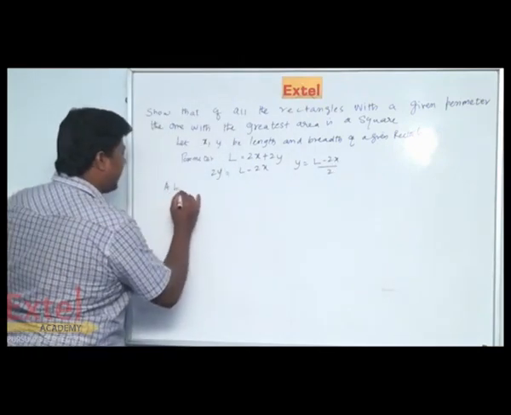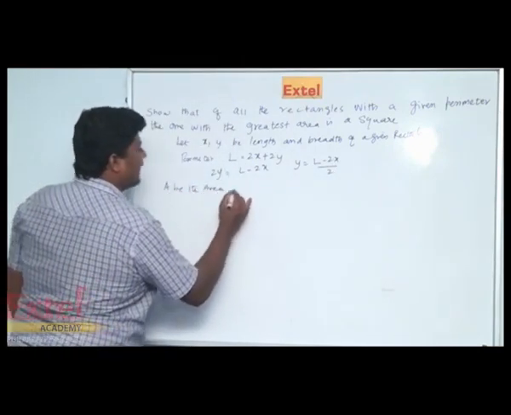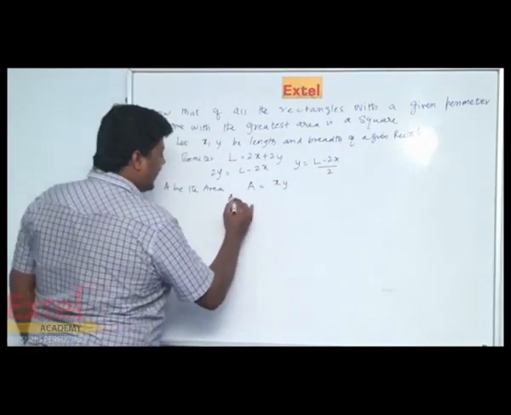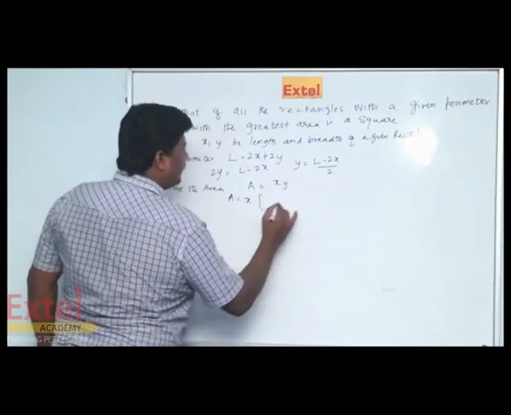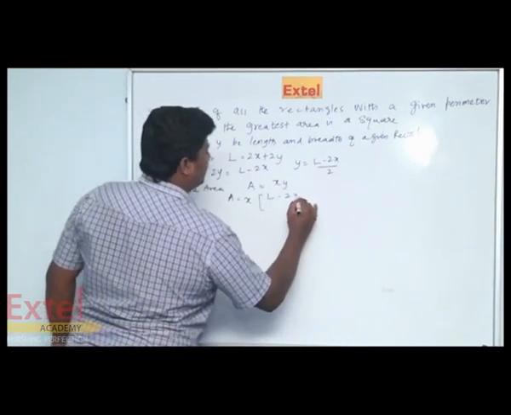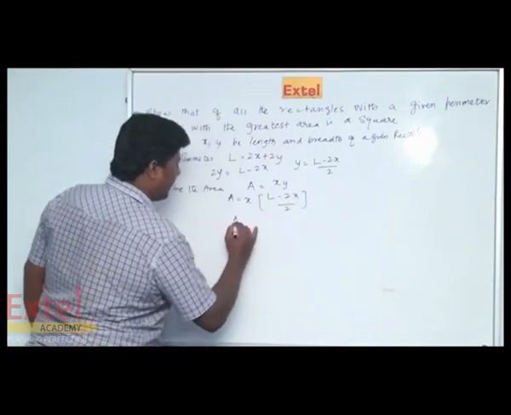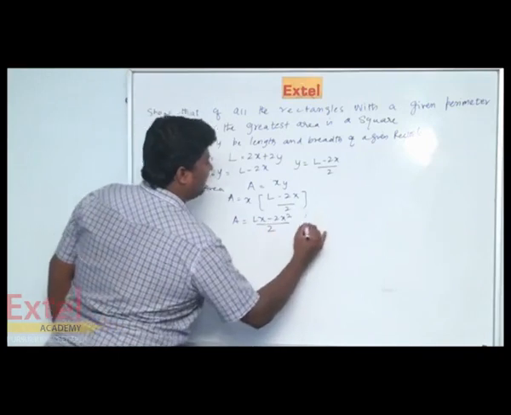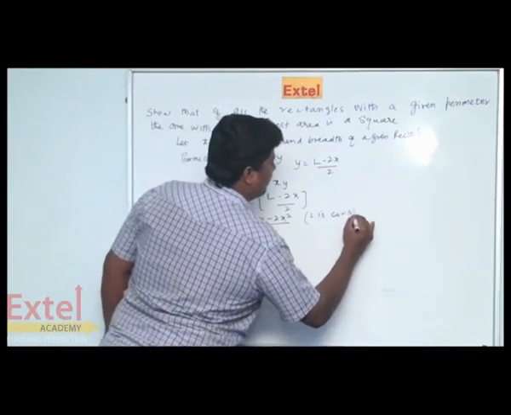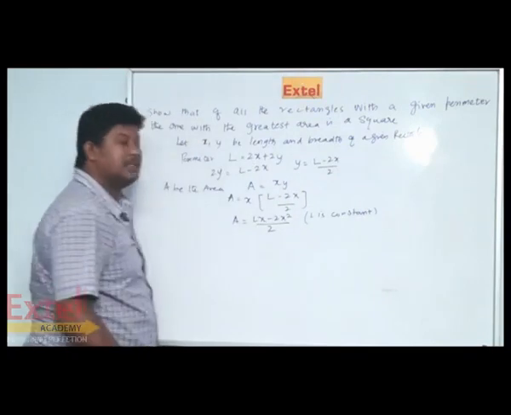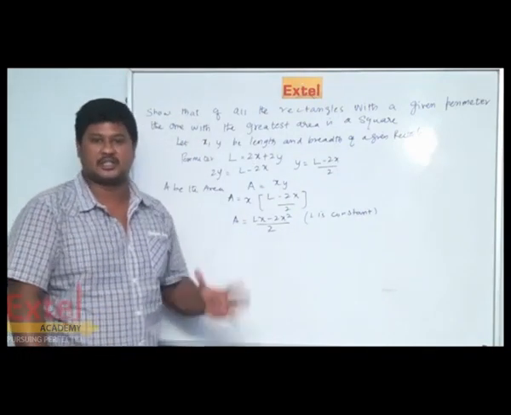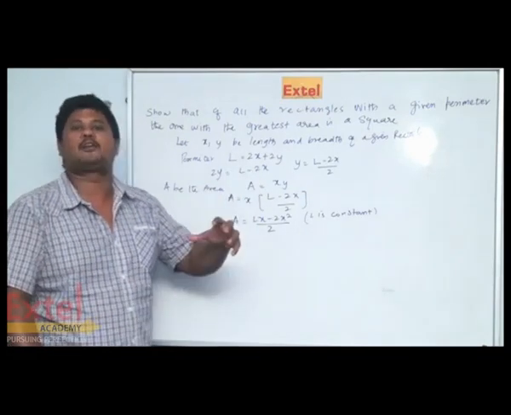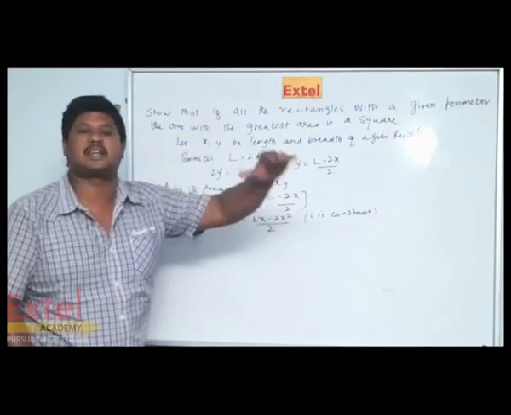Now let A be the area. Then the area is equal to length into breadth, x into y. So the area is x into (L minus 2x) divided by 2. Multiplying, A is equal to (Lx minus 2x squared) divided by 2, where L is a constant because it is the given perimeter. To find whether it is a maximum or minimum area, I am going to find the first derivative and the second derivative.